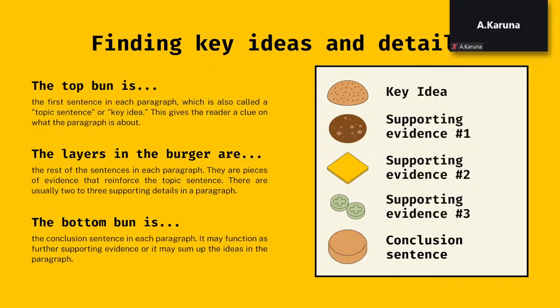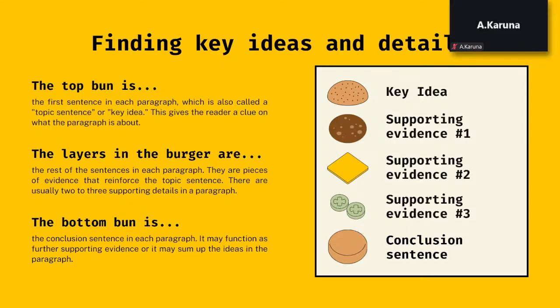So next, the layers in the burger are the rest of the sentences in each paragraph. They are pieces of evidence that reinforce the topic sentence. There are usually 2 to 3 supporting details in a paragraph. So like I said, in your paragraph, you need to have evidence. It depends on what you're writing, but a lot of people usually do at least 3 supporting details, supporting your key ideas.